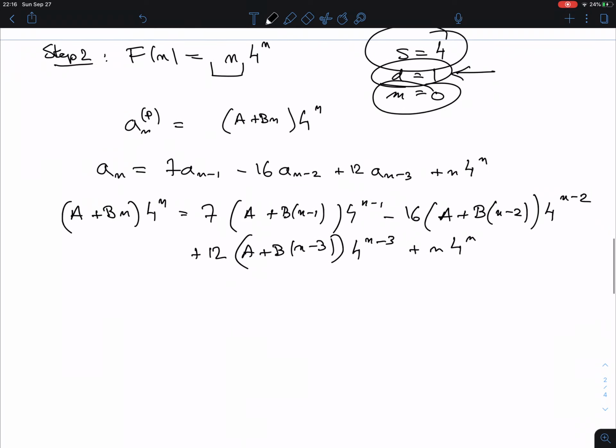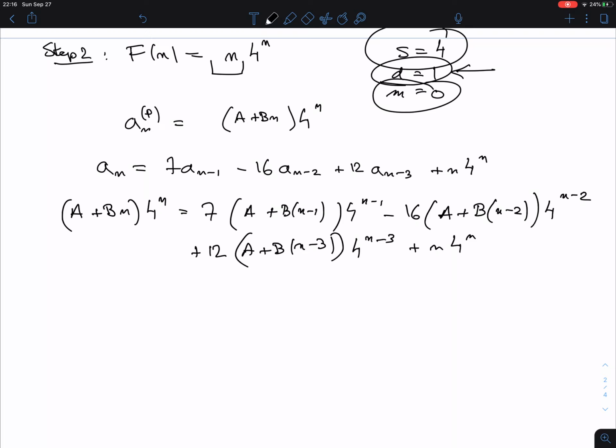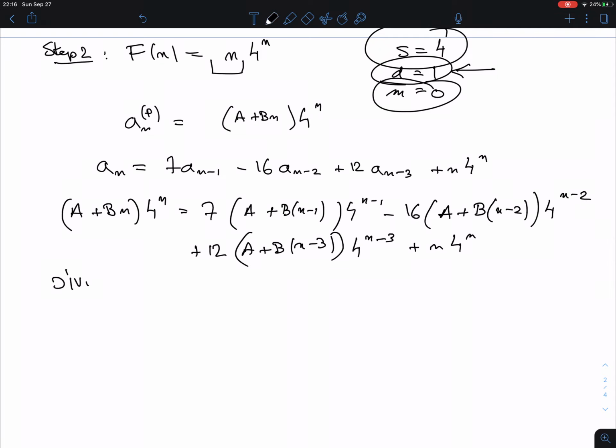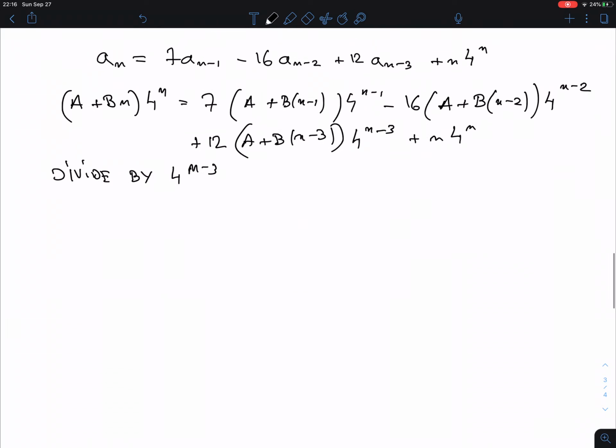Okay, the first thing we do is divide away as many powers of 4 as we can. The lowest power that we have is this power, right? So we're going to divide everything by 4 to the power n minus 3. Let's see what we get. We have a 4 to the power 3 here, that is 64. So 64 times a plus bn equals, here we're going to have 2 powers of 4 left. Remember, dividing means subtracting exponents, right? So n minus 1 minus n minus 3. That would be 2, right?